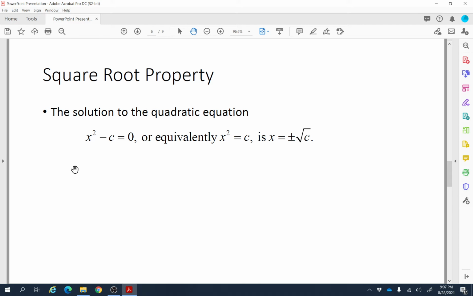Sometimes, if it's possible, there is another way to solve a quadratic equation, that's called the square root property, but that's not always possible. We can only use this if our equation is in this form, meaning there is x squared minus some constant equals 0. Then we can bring this constant to the right side and just take the square root of both sides. That gives us two solutions, plus or minus the square root of the constant.